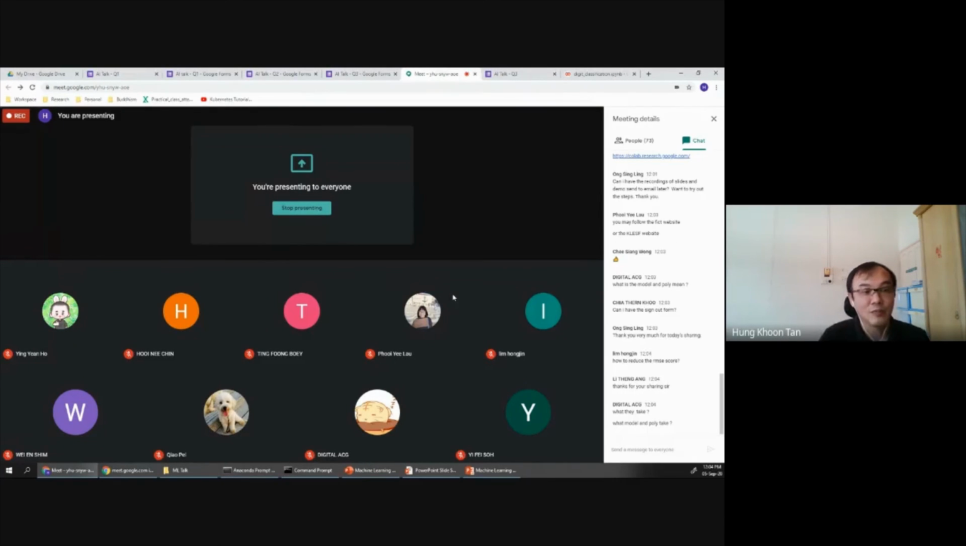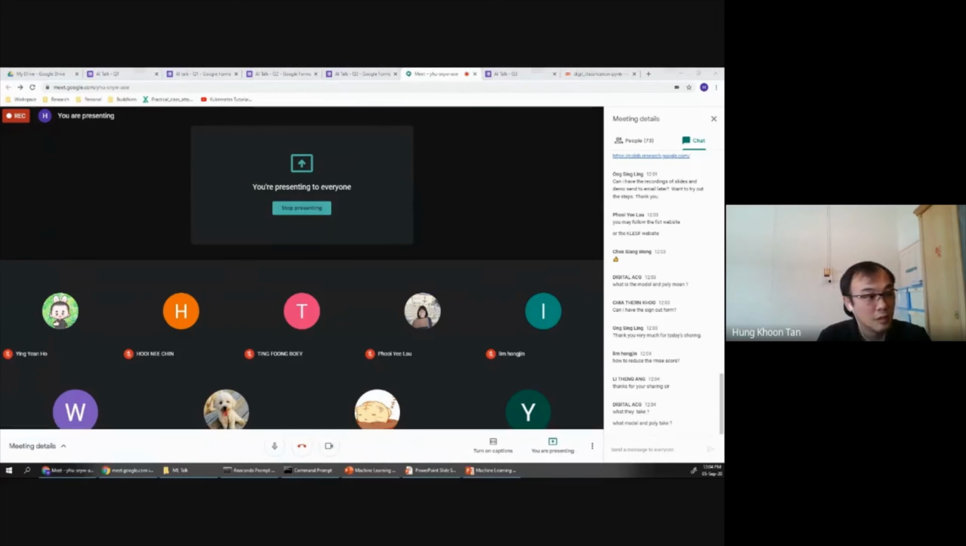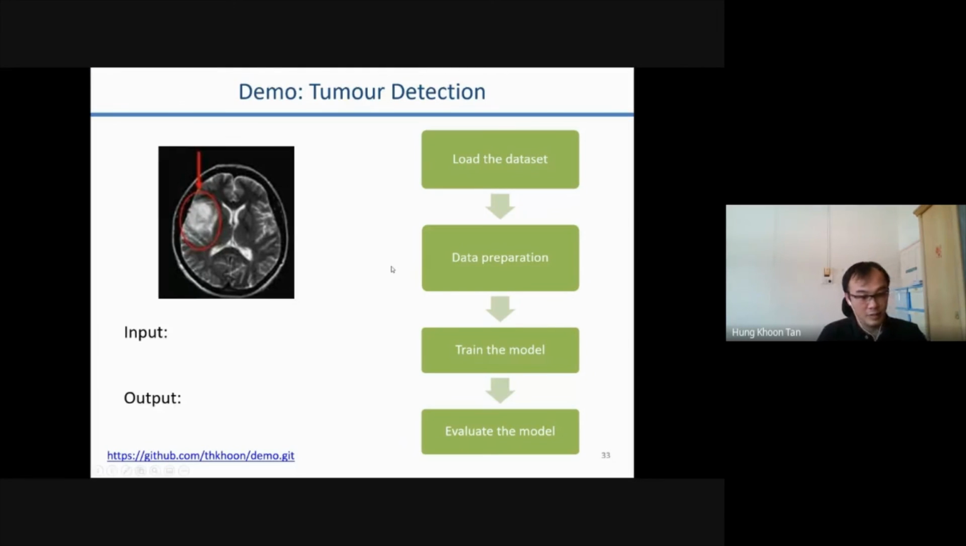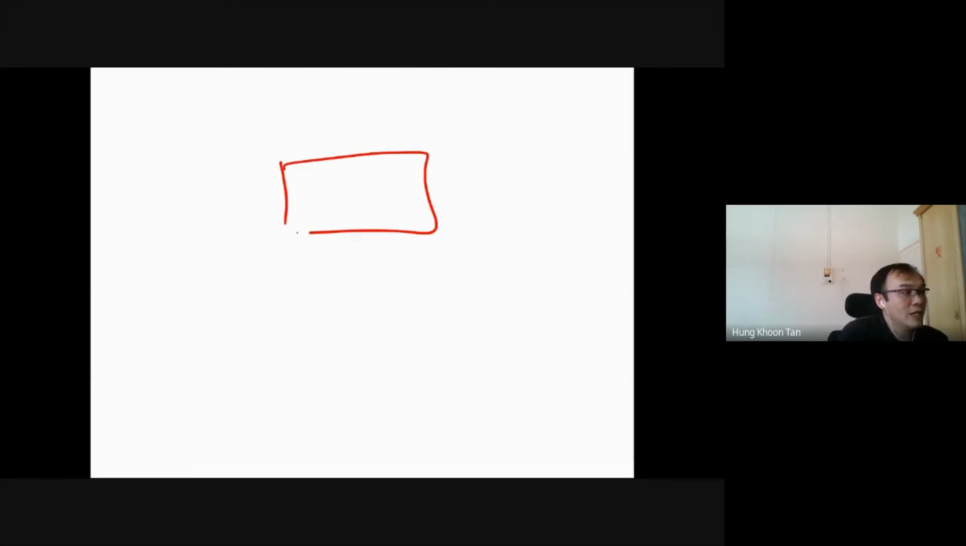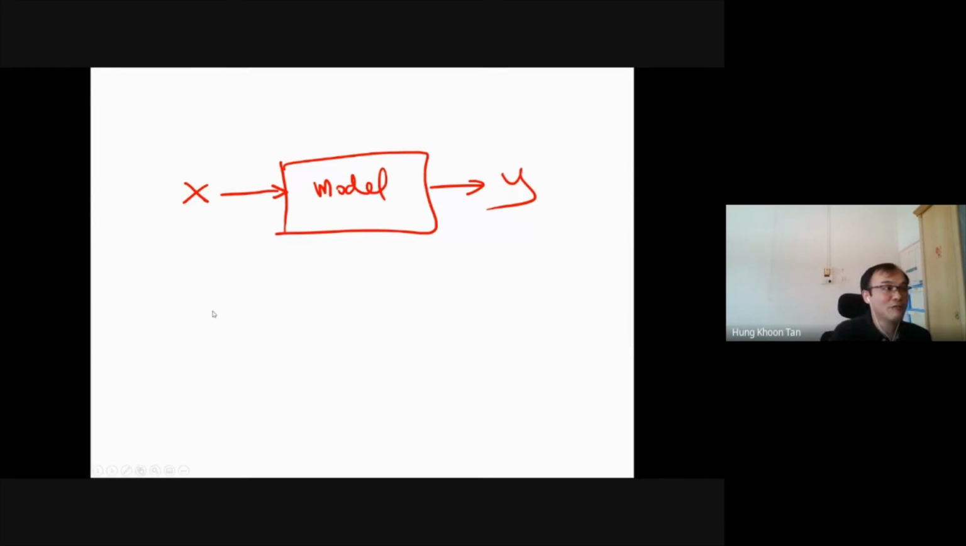So for instance, you can think of a model as a black box that receives a certain X and then produces a certain Y. Imagine that you have an oven, and you can use it to bake different types of food.